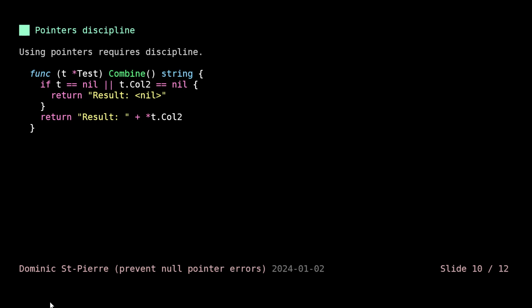Well, using pointers requires discipline. This is a fact. And again, if you're going to use pointers at some point, you will need a bunch of code like that where you are checking. So in here, fixing our combine function, we are not only checking for nil in the call to field of our test, but whether the struct itself that we are passing to this function is nil as well.